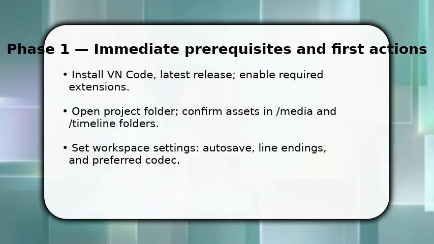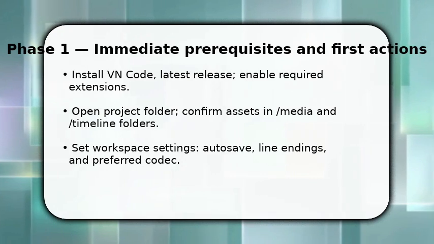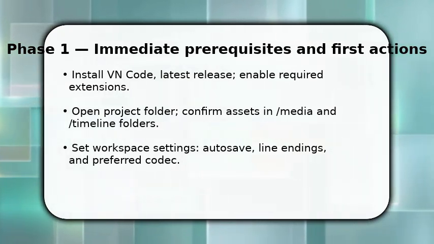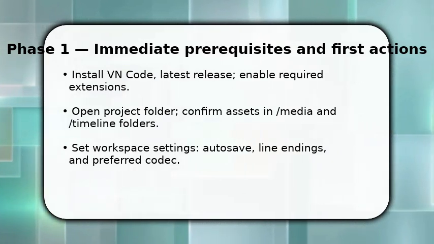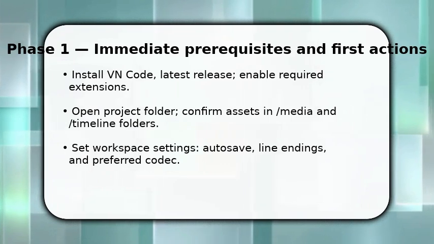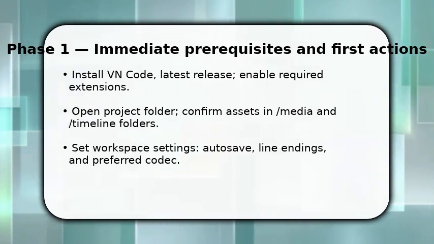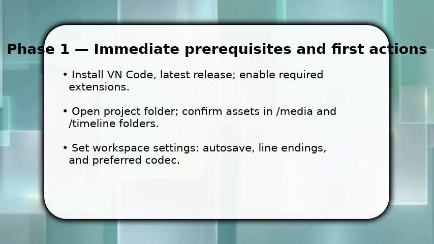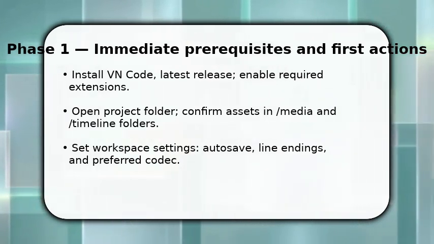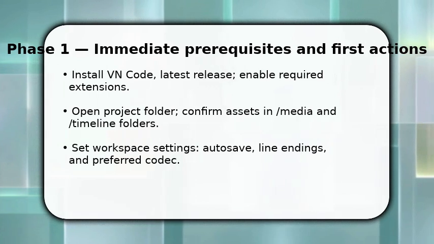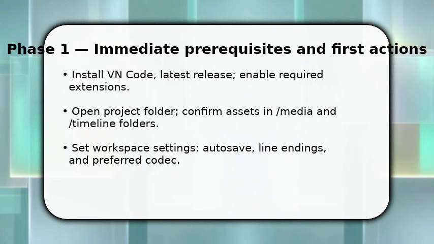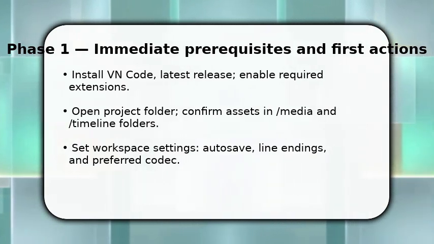You start by preparing the VN project so edits are reliable. Install VN code and required extensions, then open the exact project folder. Once done, confirm media lives in /media and timeline files are present. This avoids missing clips later. Make sure to set workspace settings like autosave and preferred codec so rendering matches export targets. This prevents format mismatches. Do this now because a consistent environment saves time and reduces file conflicts.